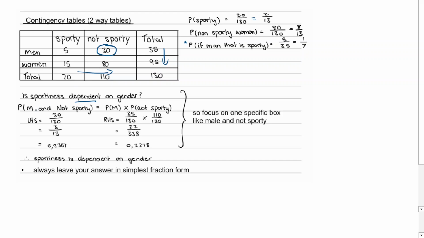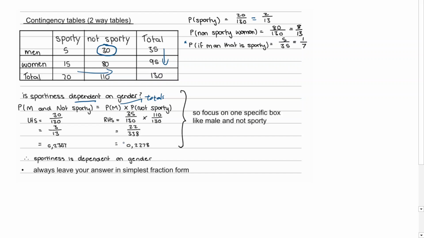So in the independent formula, it's the probability of A and B, which, remember, is a specific place. So 30 out of the total 130. And that ended up getting us to an answer of 0.2307. Should be equal to the probability of A times the probability of B. So these two are totals. So it's the total of men, so there were 35 over 130, times the total of non-sporty people, 110 over 130. I multiply those together and I get an answer that's very similar, but it's not quite the same.